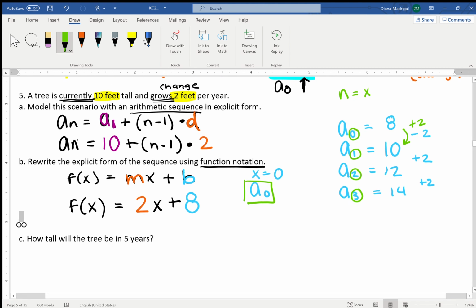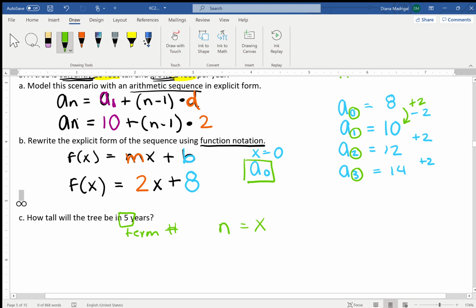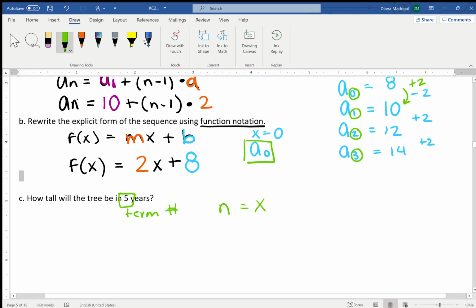Now, the third question says, how tall will the tree be in 5 years? 5 is your term number. And I told you right here that your term number is n for the arithmetic sequence or x for the function notation. It means the same thing. So for the last question, now that you have both equations, you can figure out the answer by doing either the arithmetic sequence or the function notation.